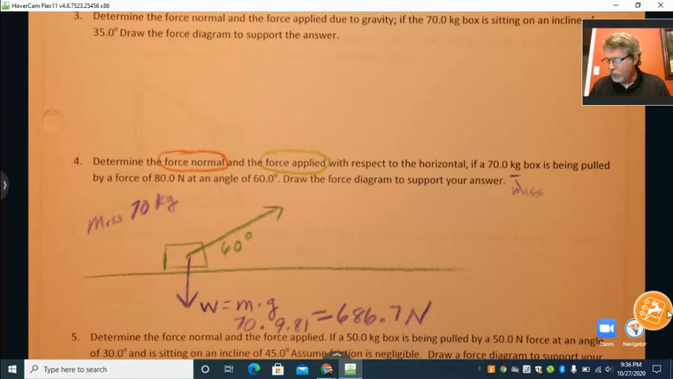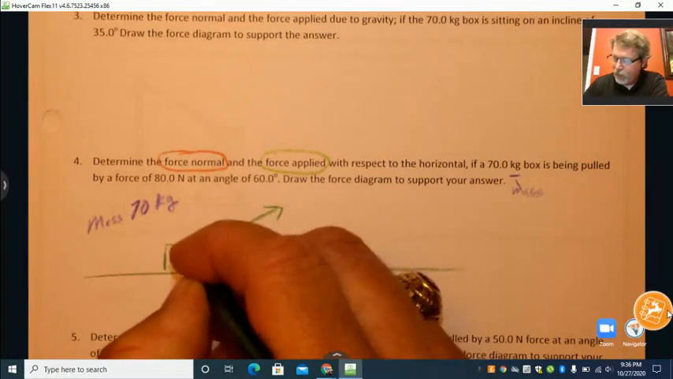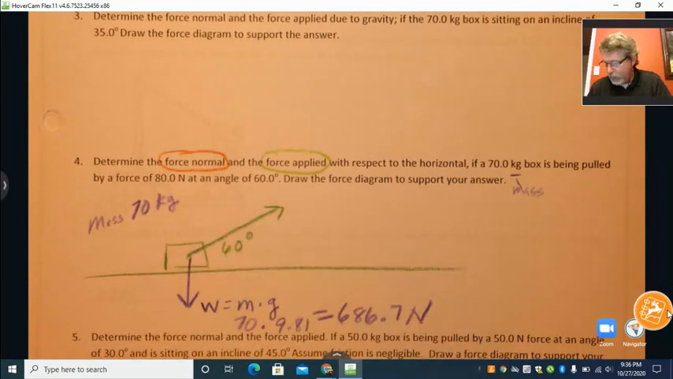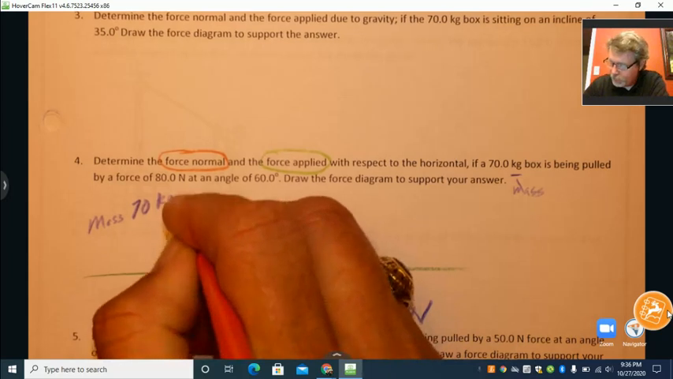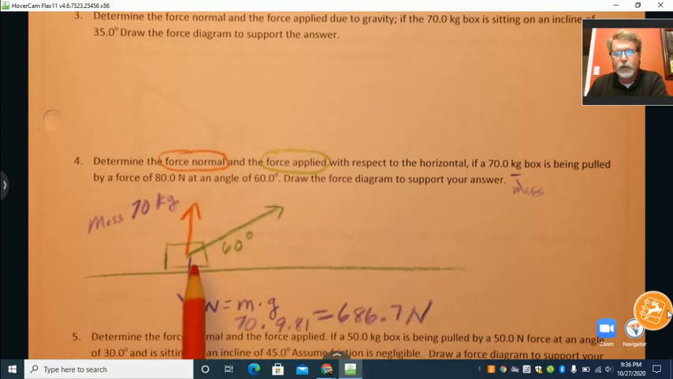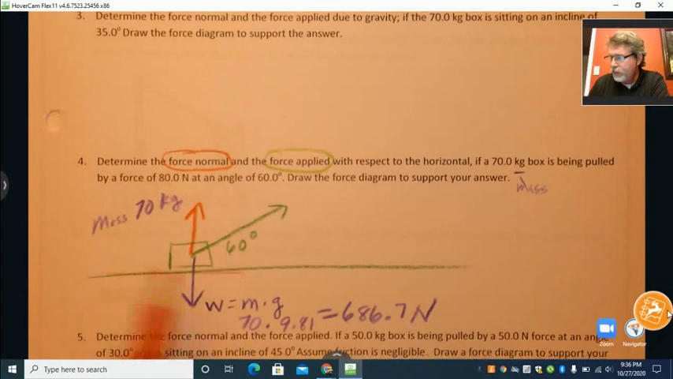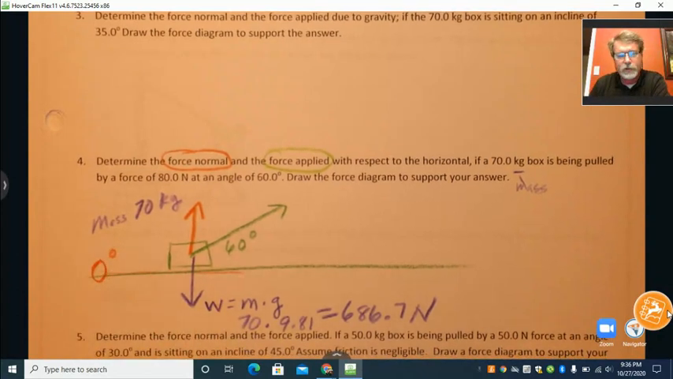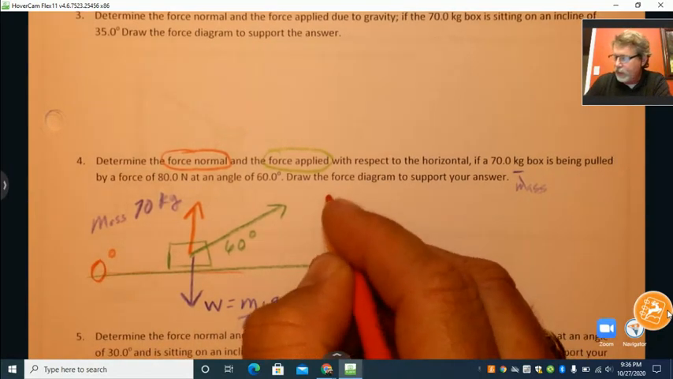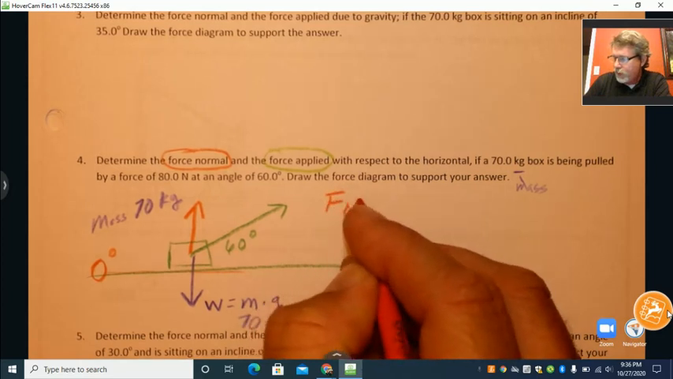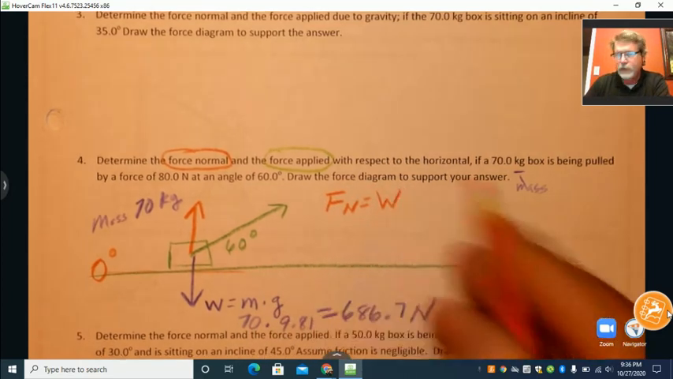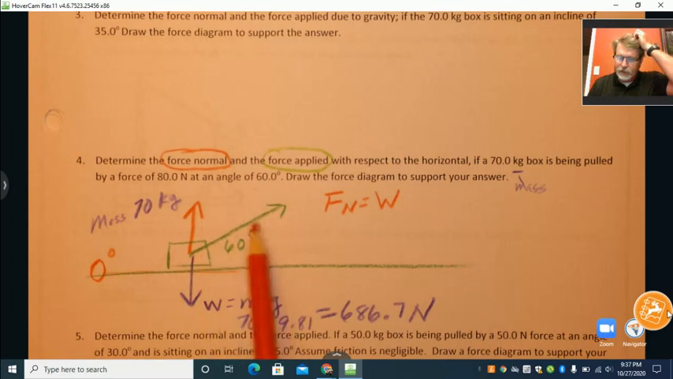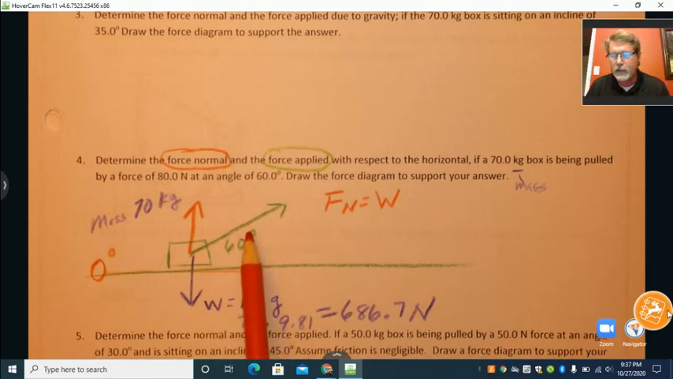What are the other forces that we have here? Well, we have the opposite of the weight, or the force normal. Because this is on 0 degrees, I can start right off and say that the force normal equals the weight. But there's something going on with this 80 Newton force here that we need to take into consideration.